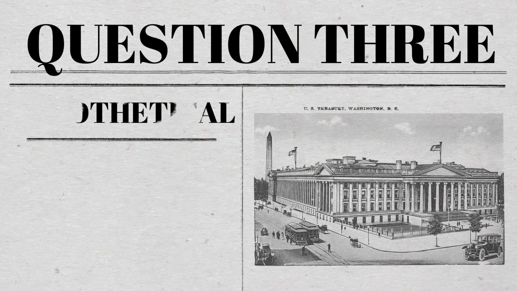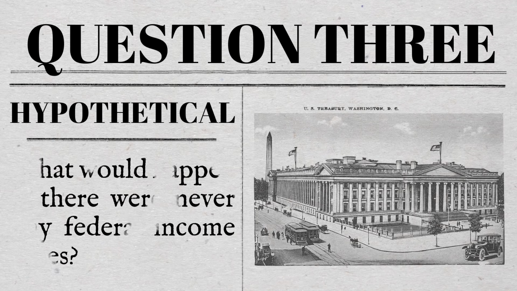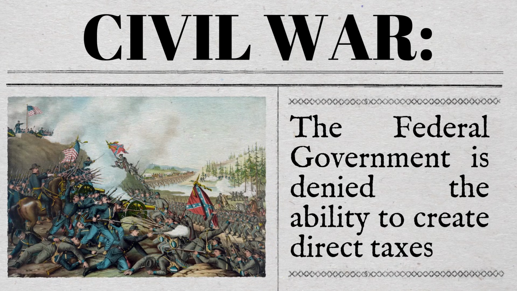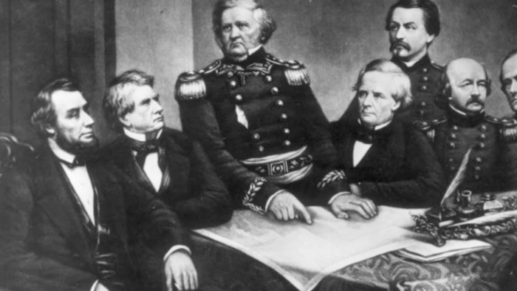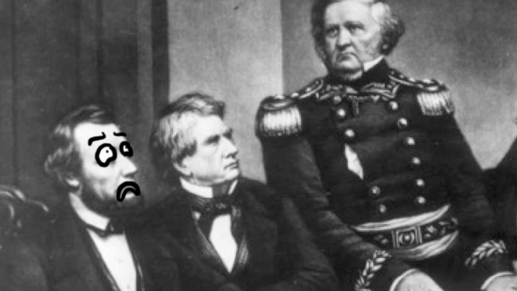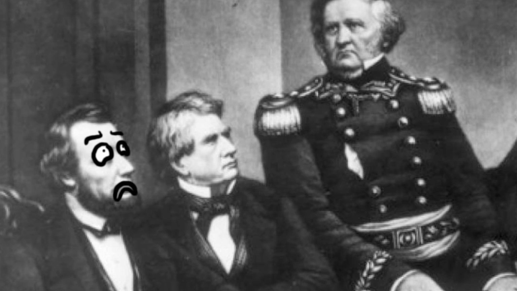But that brings us to our third question and the hypothetical portion of the episode. What would happen if there were never any federal income taxes? Let's start with the Civil War. The federal government is denied the ability to create direct taxes. So if Lincoln and Congress's plan to establish a federal income tax had been denied, this would have set an important historical precedent, essentially denying the federal government the right to extract direct taxes from its citizens.